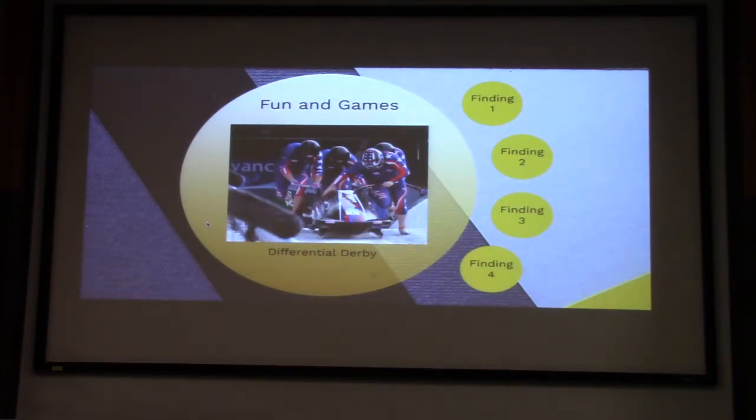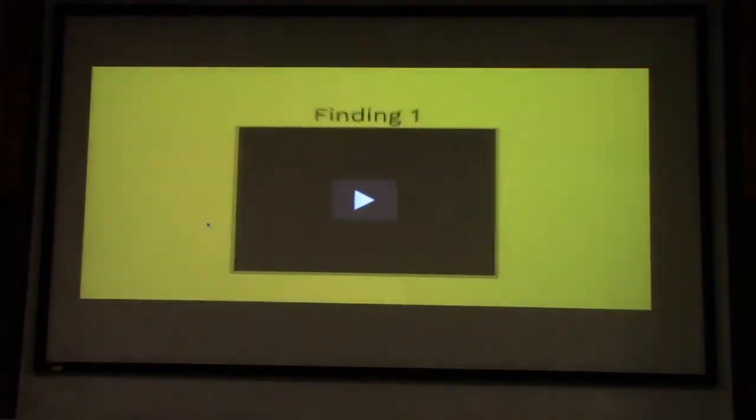But we're going to play a game of differential derby. So we have 4 physical findings that we're going to go through. We're going to identify the finding, and then we'll have 15 seconds to throw out differentials for what we see. And with that said, we'll begin.